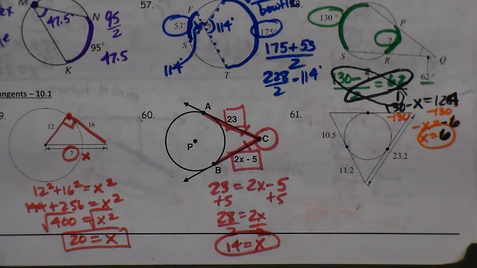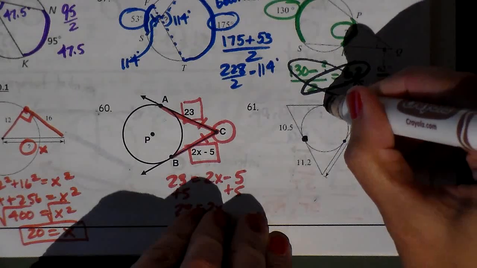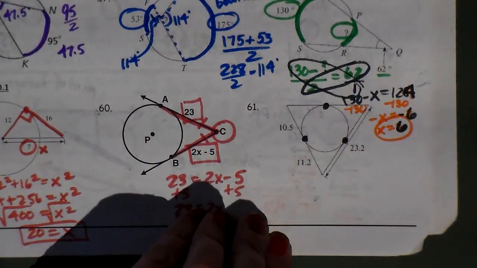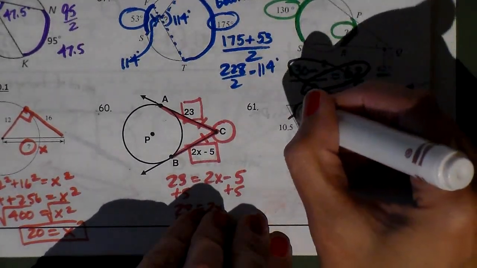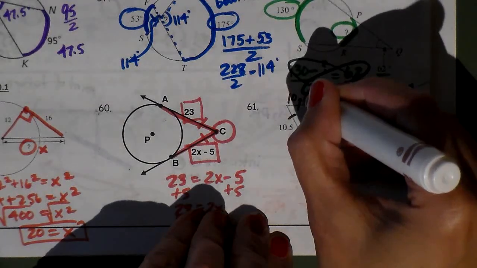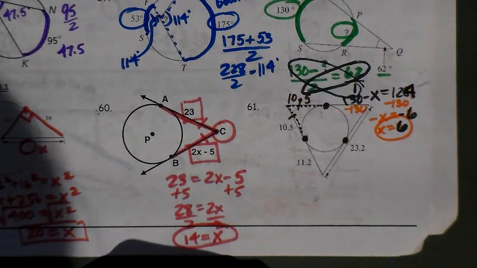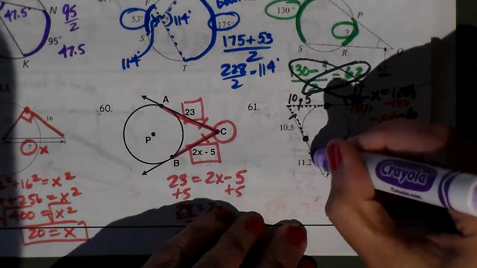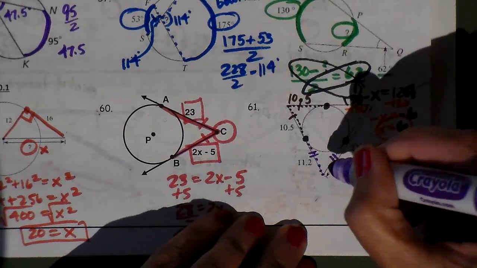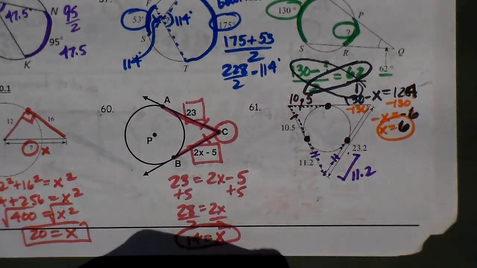Now, let's look at the next one. These are all tangents, and these are all points of tangency. Do you see that? All of these lines only touch that circle once. So by rule, if this is 10.5, this is 10.5. This guy and this guy are the same. Those are two tangents that come from the same exterior point. This guy and this guy are the same. So if that's 11.2, this piece right here is also 11.2.